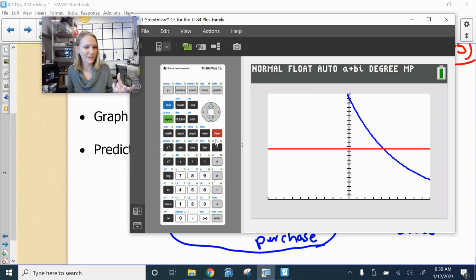Desmos is probably more user-friendly, but if you have your own calculator, it's not a bad idea to know how to use this when it comes to the SAT and you are trying to do these kinds of problems, because they won't let you use Desmos on the SAT.